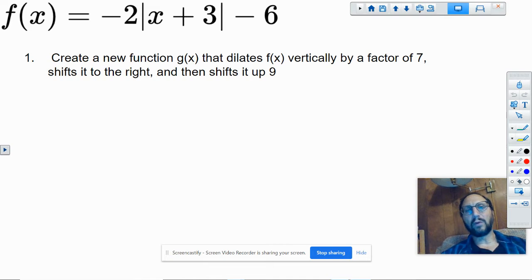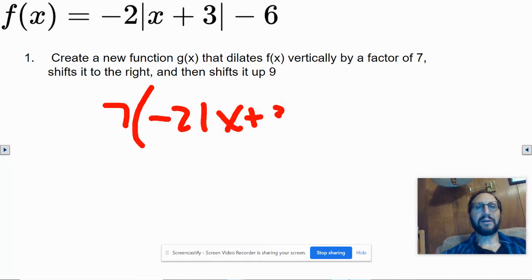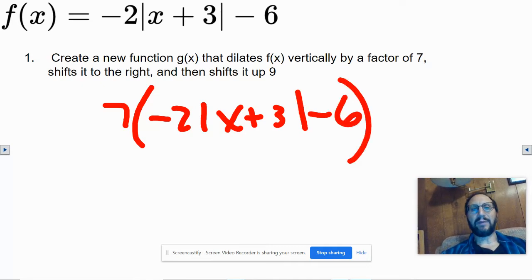One would be in words: create a new function g of x that dilates f of x vertically by a factor of 7, shifts it to the right, and then shifts it up 9. So we've got three different parts to this, and we're going to do all of them. Let's do one at a time. The first thing is we're going to dilate by a factor of 7. So I'm going to multiply the whole mess by 7. That would be multiplying the whole function f of x by 7. That's an absolute value there.